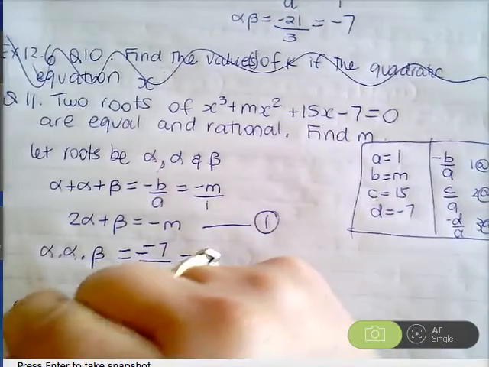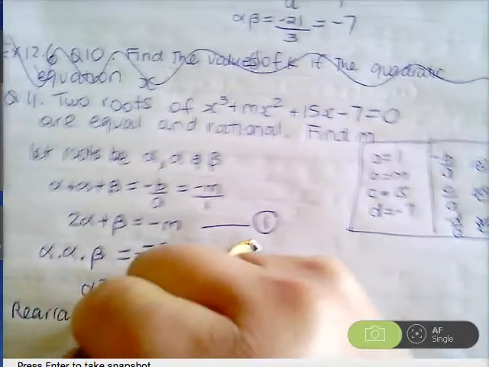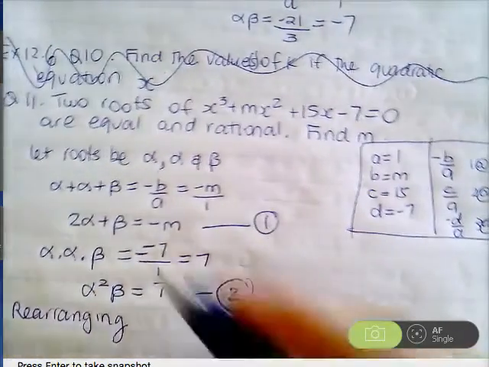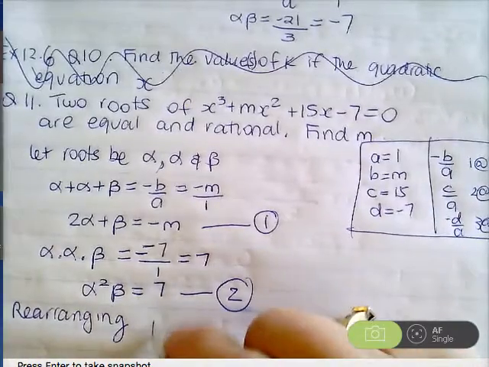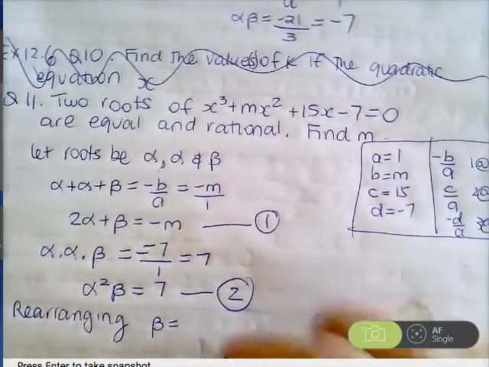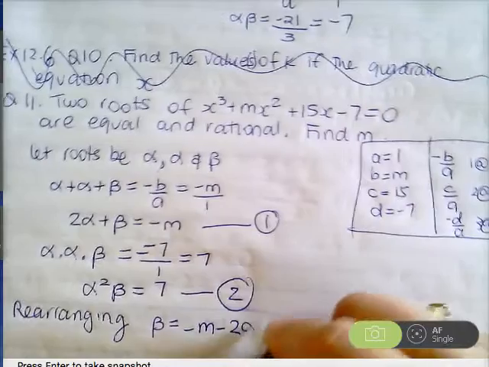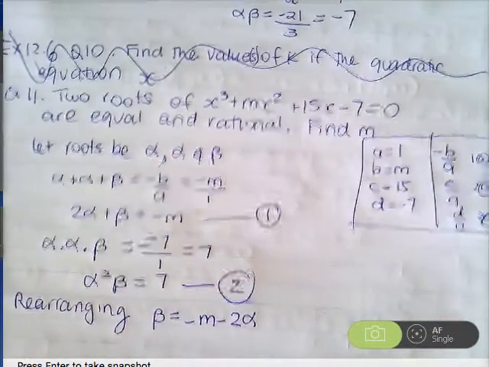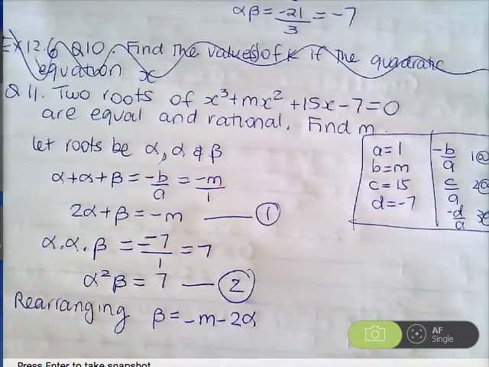So rearranging equation 1, I would put... What do you want to make? I'd make beta the subject. We would get beta is negative M minus 2 alpha. And let's put that in there. And now we've got an equation. This is good. Very good.